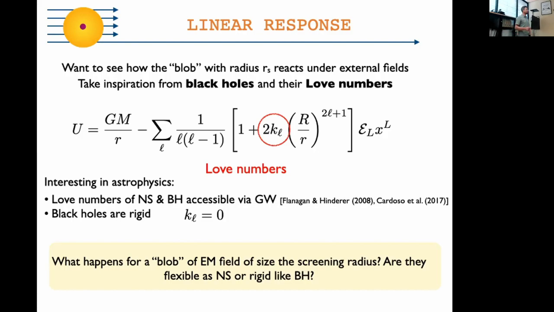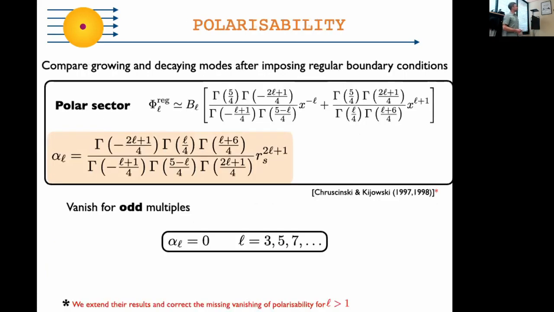So then the question is, what happens if instead of having a black hole, we have our screening radius, and instead of having gravity, we have electromagnetism. But that's what we get. These are the solutions that we get from the previous equation I showed you.